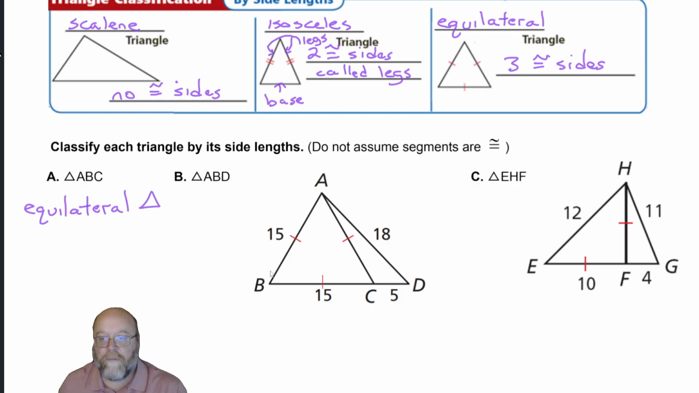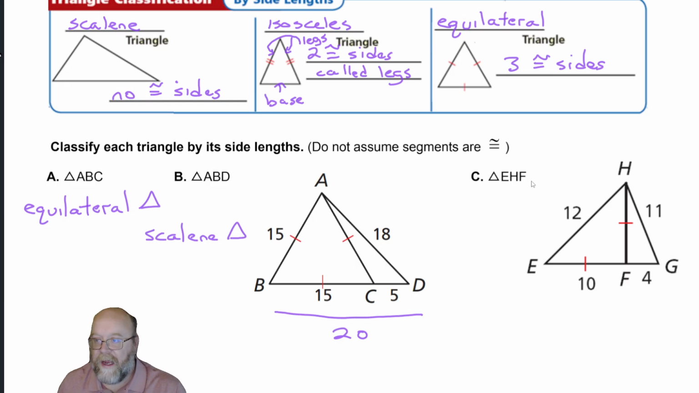What about ABD? Well, AB's 15. AD's 18. Did you think just because this mark was here that it was congruent to this AB? No, that's BC. BD is 20, so none of them are congruent. That's going to make it scalene. Mr. Hobbig, there's 2 congruent sides. No, you add 15 and 5 together, you get 20. So it's 15, 20, and 18. So no, there were no congruent sides there.